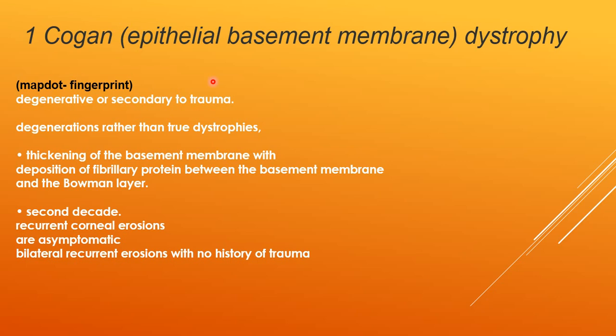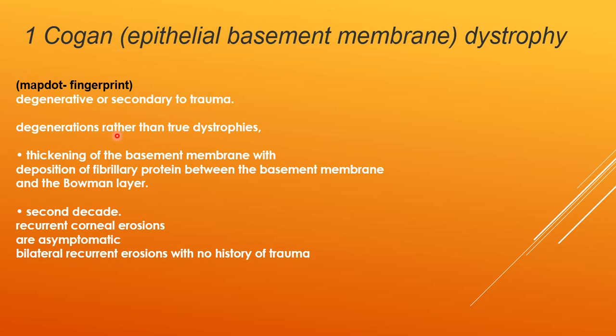Since most patients seen in clinical practice have no documented family history of the condition, these corneal changes are now considered degenerative or secondary to trauma. The disease is often misdiagnosed principally because of the variable appearance. In inheritance, the condition is usually sporadic and these cases may be degenerations rather than true dystrophies, in contrast to the rare familial cases which are autosomal dominant.